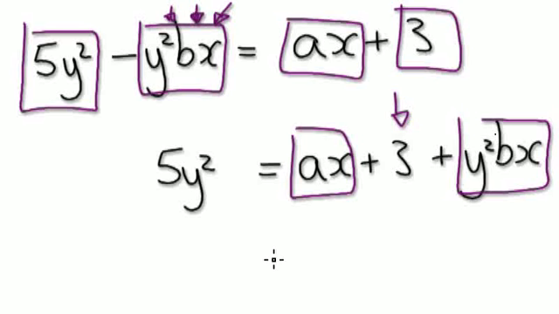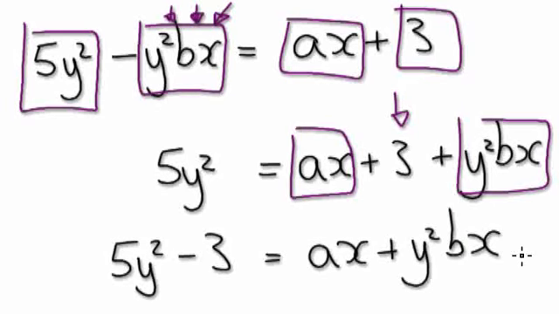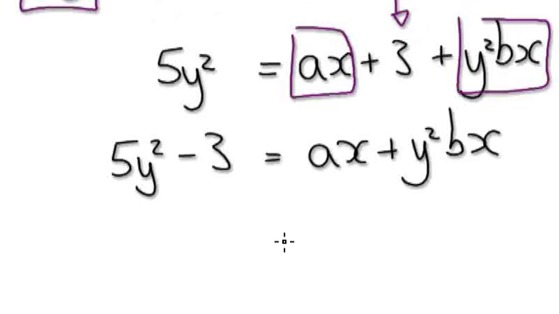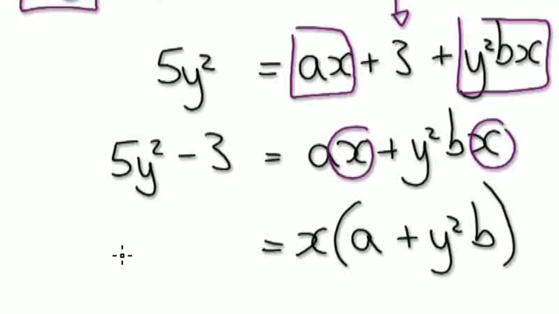So let's get rid of the 3. So take away 3 from both sides. So 5y squared, take away 3. This will be ax plus y squared bx. And now you can see x here and x here. So the chances are you have to factorize. So let's factorize. So this will be a plus y squared b. This side will remain the same.